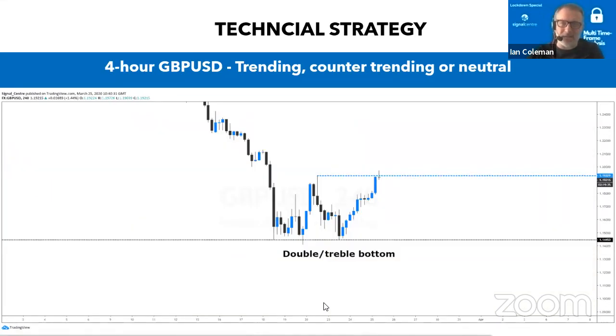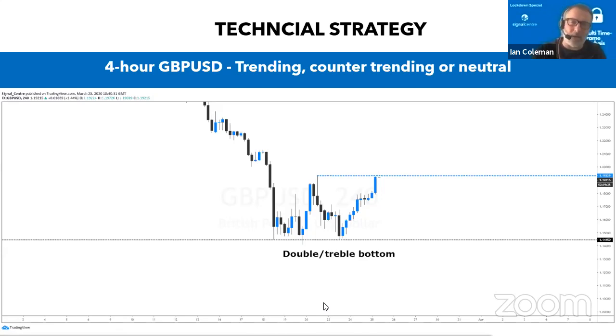And again, this is the 4-hour chart. You're not always going to walk away with a bias. Sometimes it's a mild bias, sometimes it's just completely neutral. This, we could say that we have potentially posted a double or treble bottom. We haven't quite broken the upside.